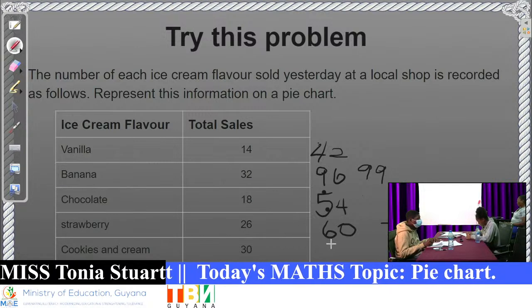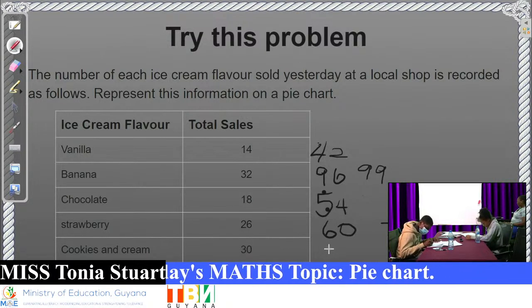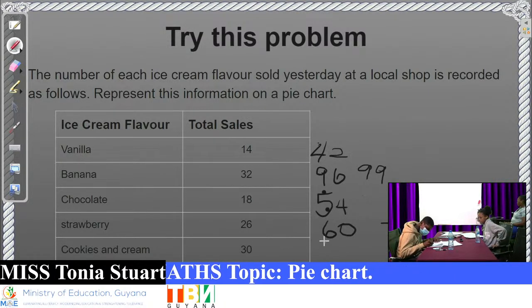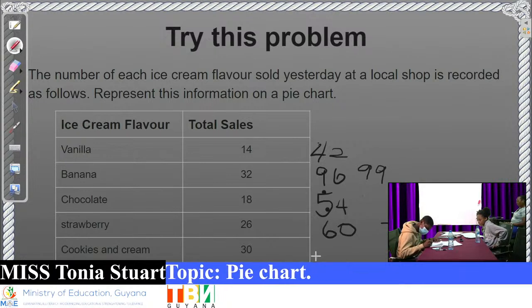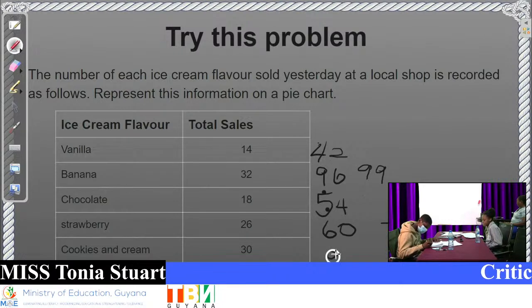let's go to cookies. What do you have for cookies? Not finished yet. Times 360. I got 90. You have cookies? Yeah, I have 90. 90 for cookies. Yeah.